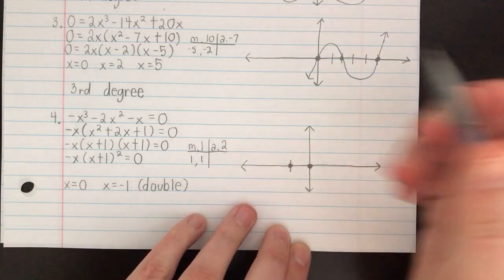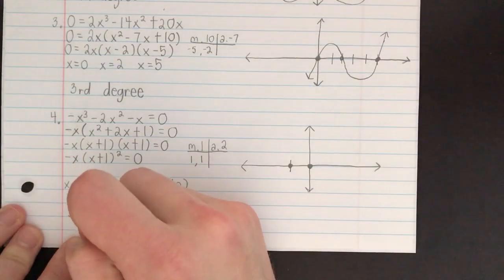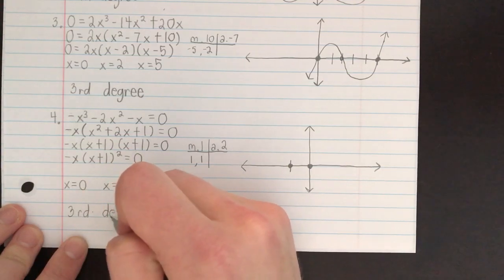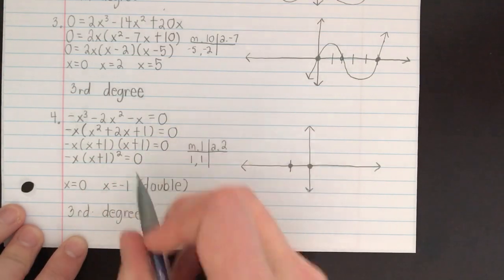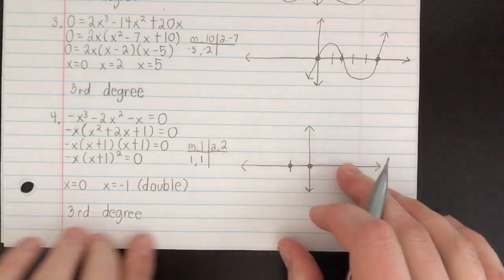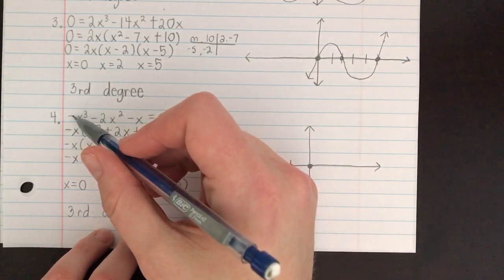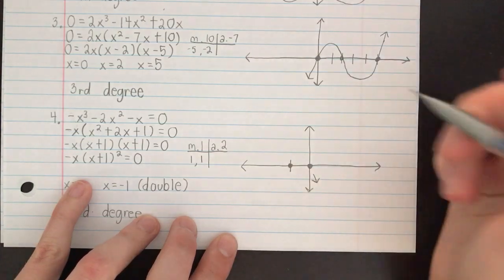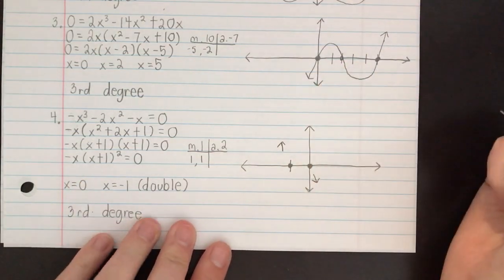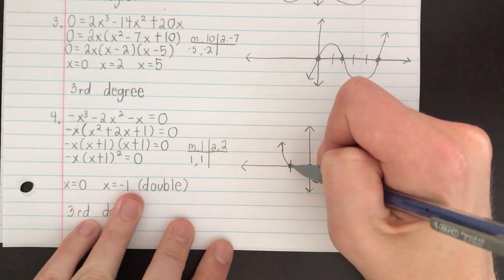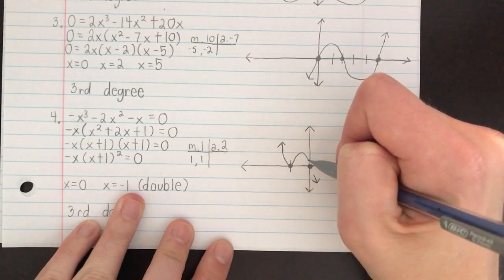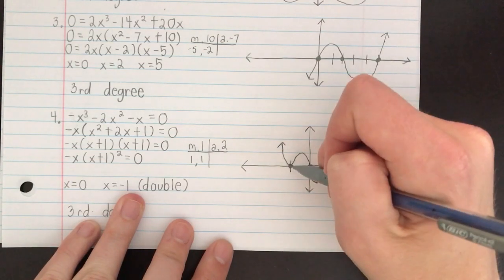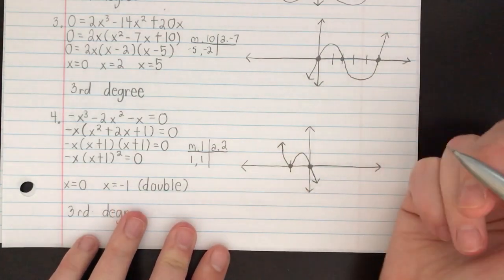Okay, so coming over here for my graph, I've got x-intercepts at -1 and 0. Okay, -1's a double. This is third degree, because 1, 2 roots here, 1 here, so 3 total. Lead coefficient is negative, so my right arrow goes down and my left arrow goes up. -1 is my double, so -1 is where my bounce is.